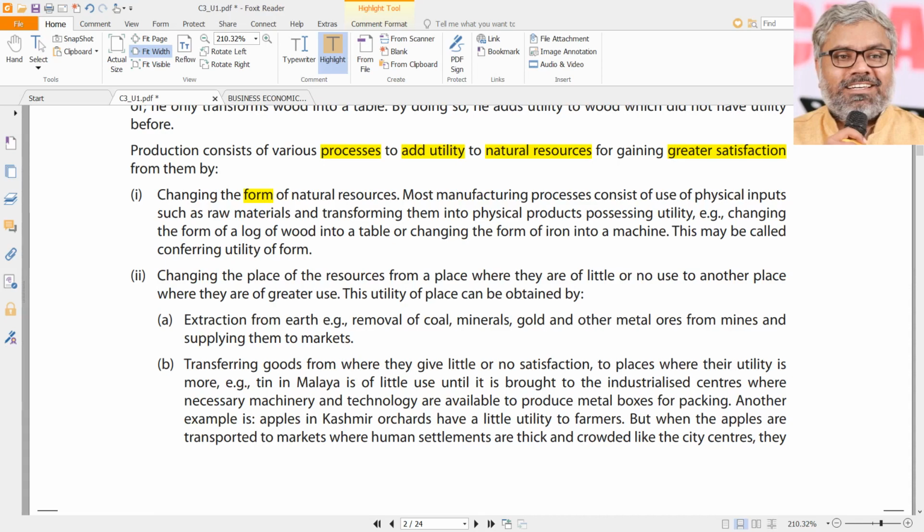So that is what production creates. That is form utility. So changing the form from one type to another type. Form means, once again, the way it looks. It is the physical characteristics, we can say. Completely transforming the physical characteristics of raw materials into something else. Simply speaking, changing the form of wood into a table is one example, or changing the form of iron into a machine is another example. Like this, the production process creates this kind of form utility. That is one of the kinds of utilities that the production process generates.